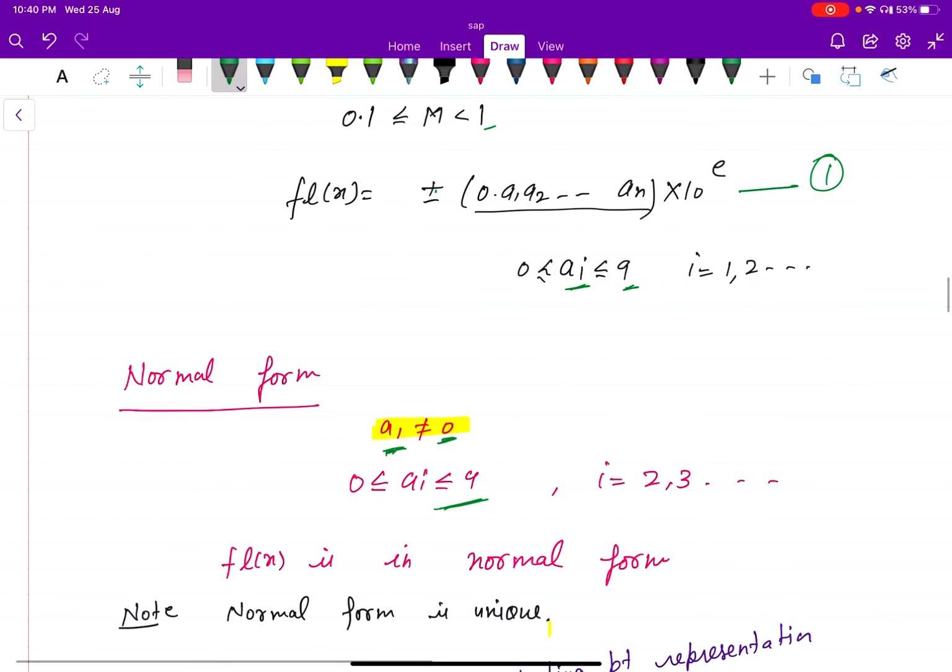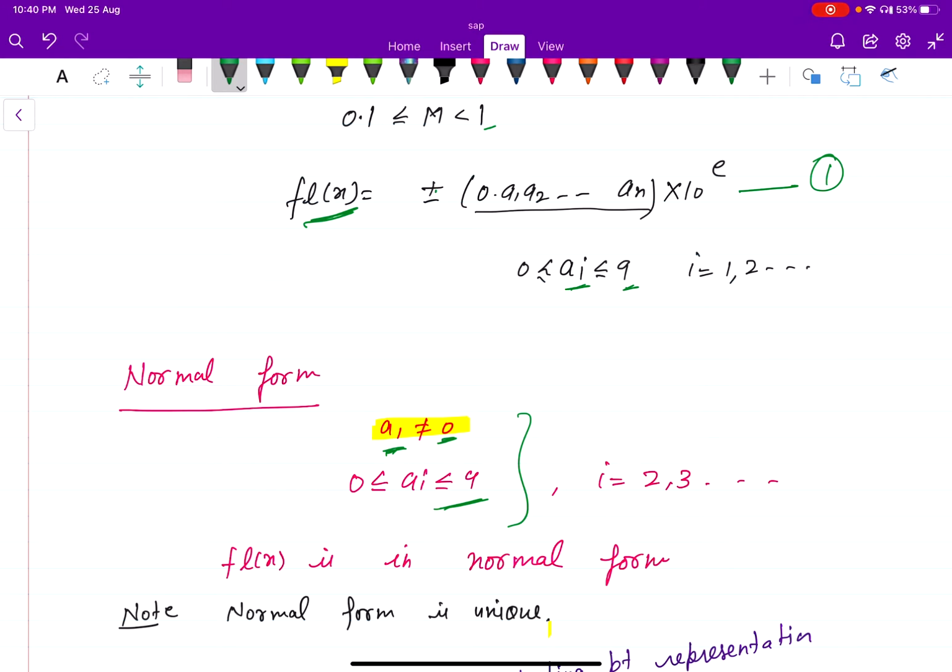So if we have this condition, then we say the floating point number of x is in normal form, or a1 is not equal to 0. Now, why are we talking about normal form? Because normal form is what? That is a unique form, and it is different from floating point representation.